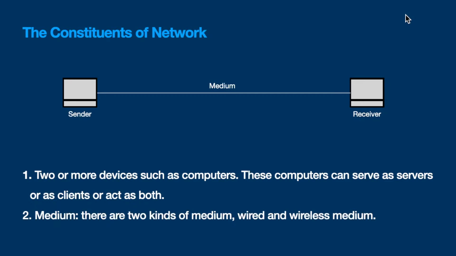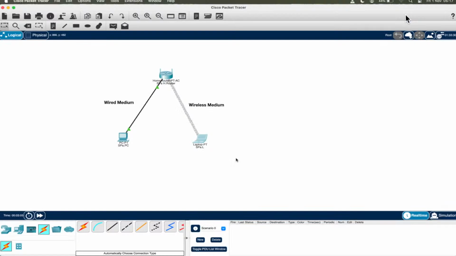Now, the medium: there are two kinds, wired or wireless medium, which I've said earlier on. So let's look at that. This is the packet tracer from Cisco Packet Tracer. We're going to be looking at that after now. So this is the connection. If you look at the connection between the router, can you see the slide?